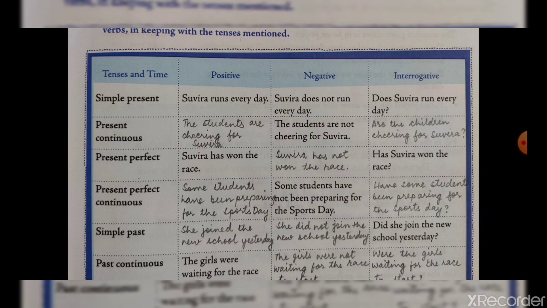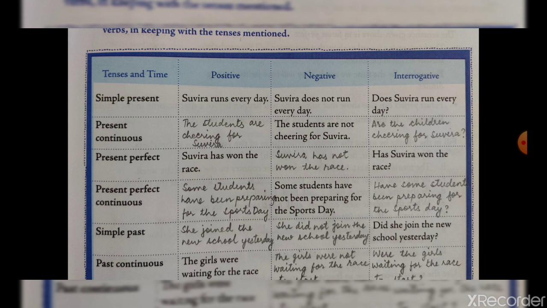Now next, there is a dash in the positive sentence, so we'll take the reference from the negative sentence. The negative sentence is saying the students are not cheering for Suvira, so we have to change it into positive. It will be, the students are cheering for Suvira, and the interrogative will be, the question will be, are the children cheering for Suvira, and question mark.